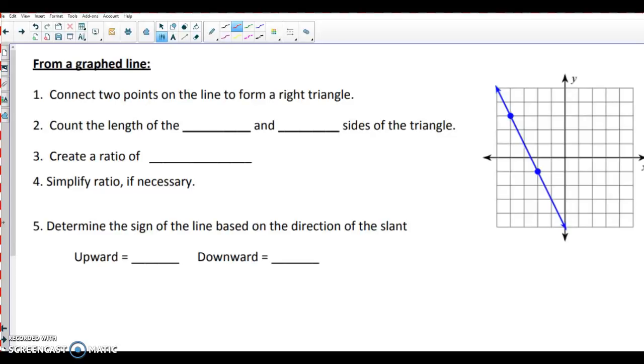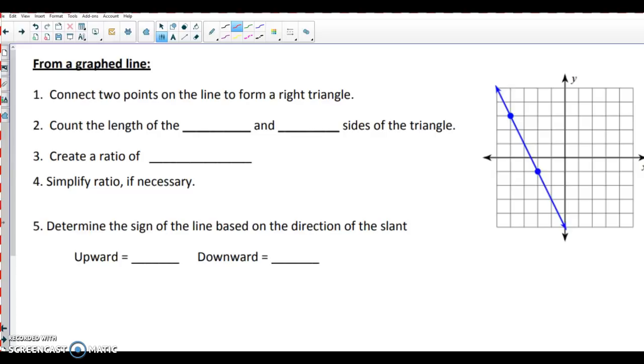Hi everyone. Today we're going to talk about finding the slope from a graphed line. So this should be a review. You have the interactive notebook paper with you, so follow along as we go over this.